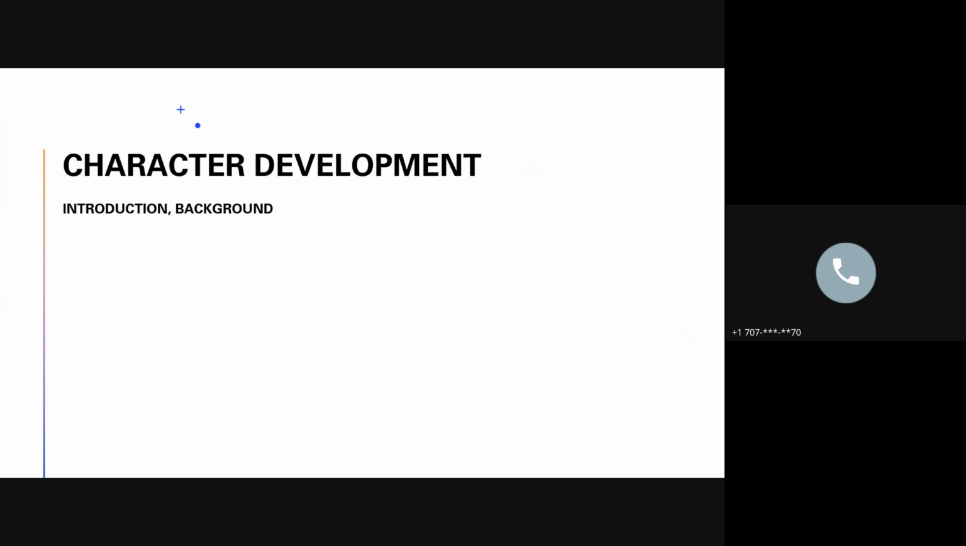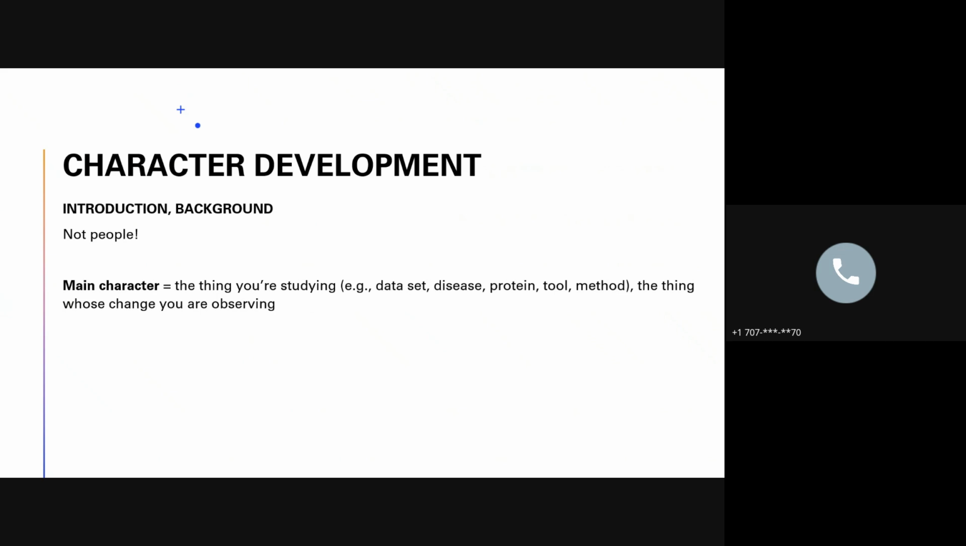Character development happens primarily in the introduction and background. This is when we're meeting all the key players. And it's important to mention that characters are not people. So you are not the main character. Your lab isn't the main character. The main character is the thing that you're studying.